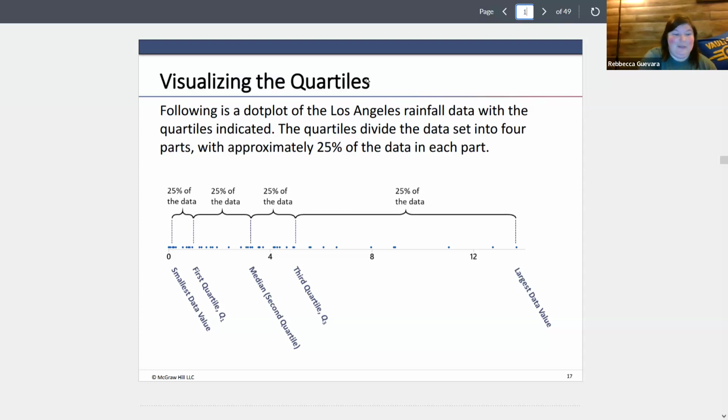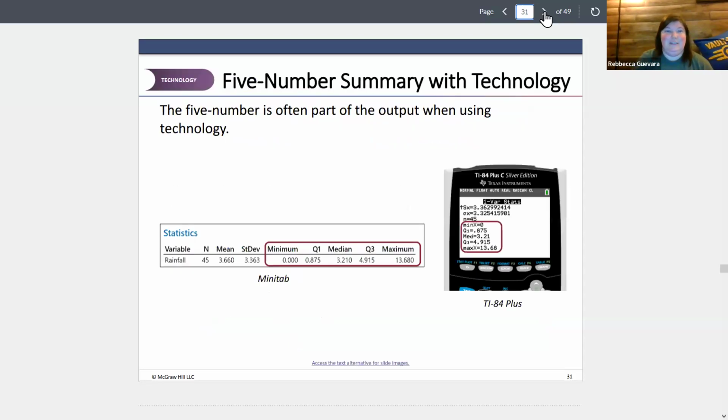Just trying to put 33 in, it's not letting me do it. Let's put in 31, there we go.